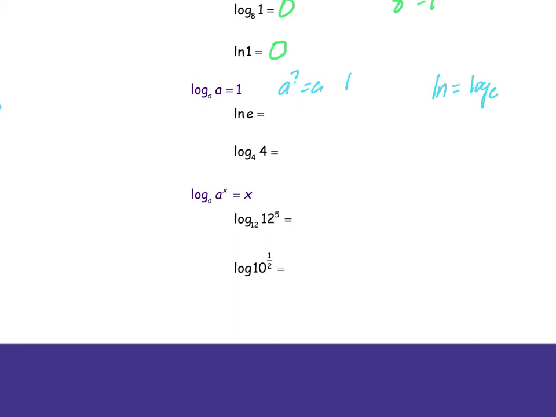So if it doesn't work with natural log for me, I'm going to say log base e of e. Now look, I have the same base and the same number there, so my rule states that it equals 1. Because I can write e to what power equals e? Well, 1. And my second one says 4 to what power equals 4? Well, 1, because it's to the first power.